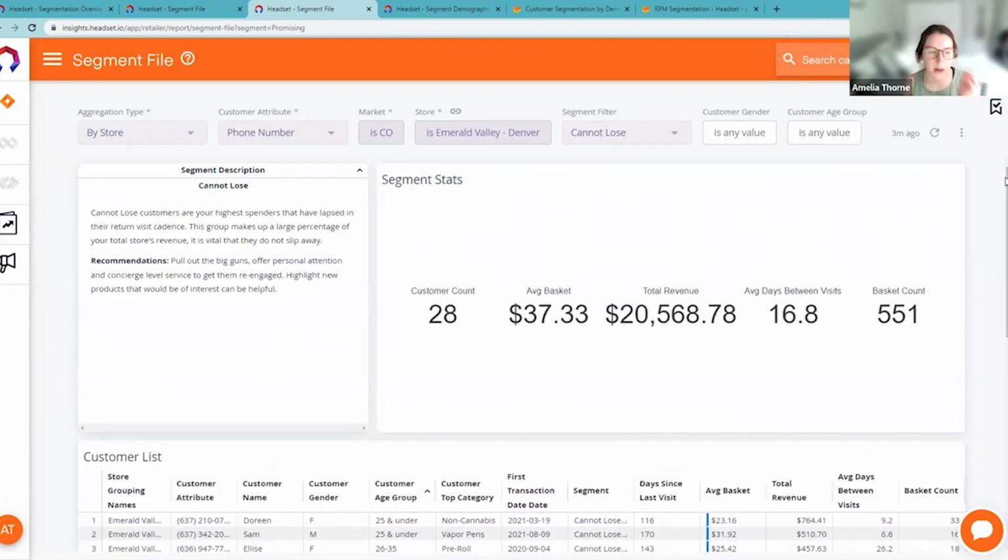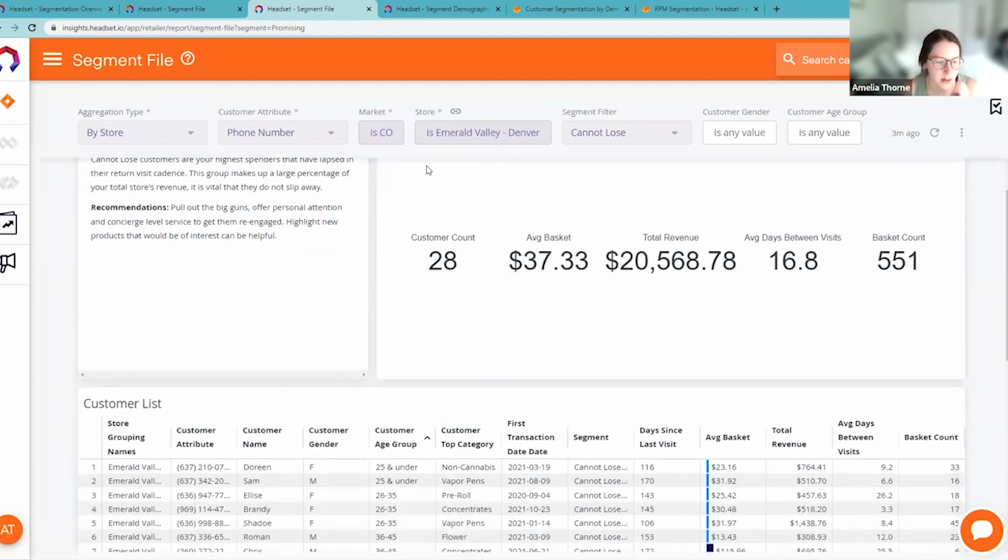One thing I will mention is that we talked about Springbig earlier, and Springbig will take these segments that we have built within Headset and place all the customers into those segments in Springbig, so you can easily target those specific groups of people. So everyone, for example, that falls under the cannot lose will be filtered into Springbig, and then that's where you can do your marketing, your text messages and things like that. So that's how the segment files are interacting with Springbig on the back end, and that's how we integrate together.